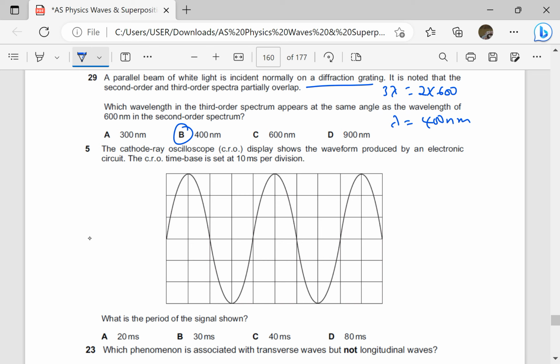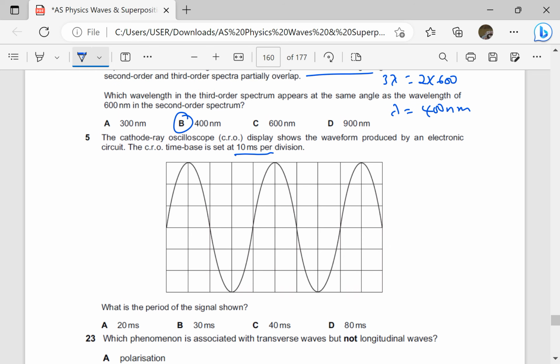The CRO time base is set to 10 milliseconds per division. What is the period? So the period will be equal to the length representing one cycle times the time base setting. So for one cycle, it stops here, 1, 2, 3, 4 centimeters. So that is 4 divisions times the time base setting, which is 10 milliseconds per division.